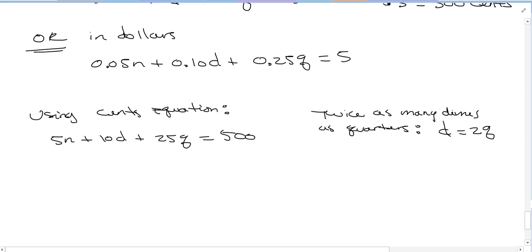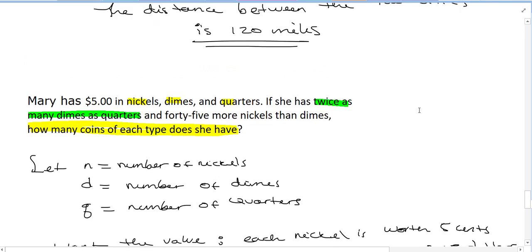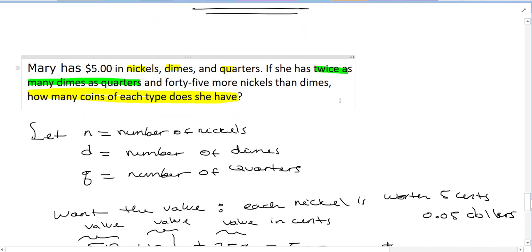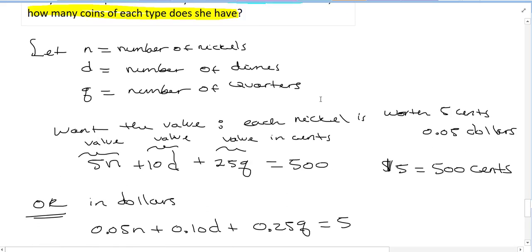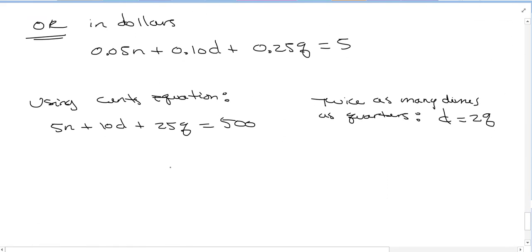So now it looks like I'm going to have Q and Q once I replace the D with 2Q. What was the other part that we haven't used? The other part is, and she has 45 more nickels than dimes. Again, which one do we have more of? There are more nickels, right? There are 45 more nickels than dimes.